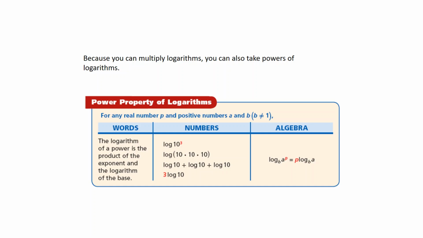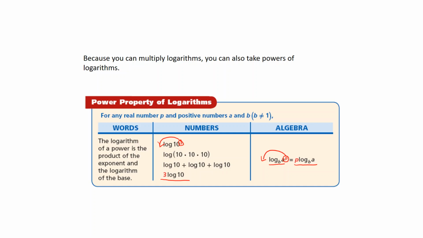Because you can multiply logarithms, you can also take powers of logarithms. So that brings us to the power property of logarithms. This says that the logarithm of a power is the product of the exponent and the logarithm of the base. So if I have log of 10 to the third power, I can just take this 3 and multiply it by my entire log. And so I end up with 3 times log 10. Looking at it algebraically, if I have log of a to a power p, I can just bring that p outside and multiply it that way.